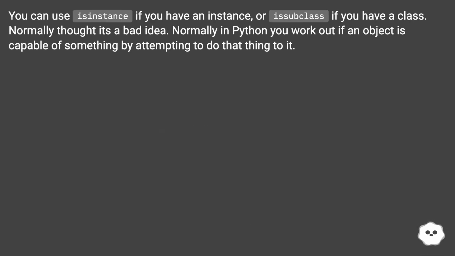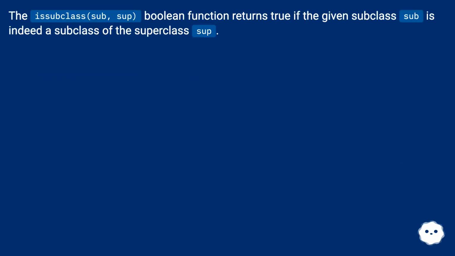You can use isinstance if you have an instance, or issubclass if you have a class. Normally though, it's a bad idea. Normally in Python you work out if an object is capable of something by attempting to do that thing to it. The issubclass function returns True if the given subclass is indeed a subclass of the superclass.